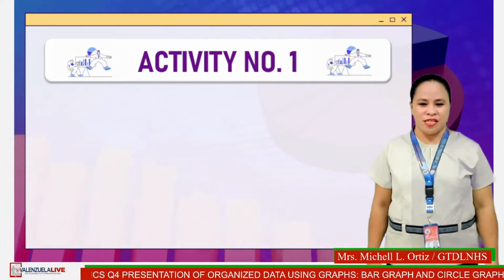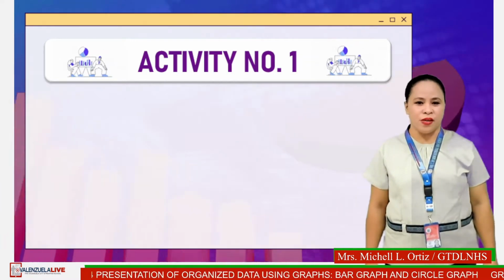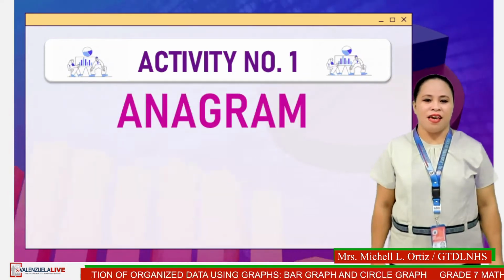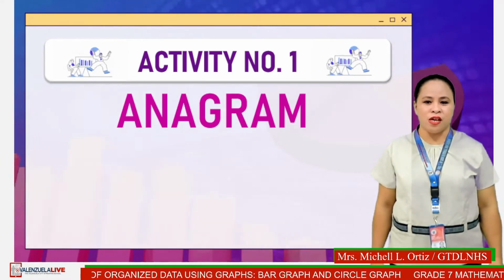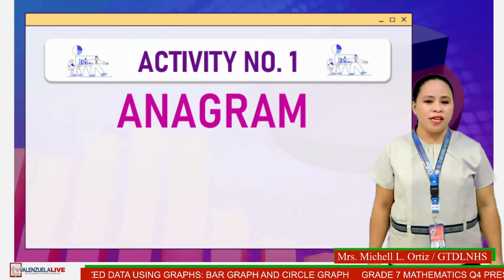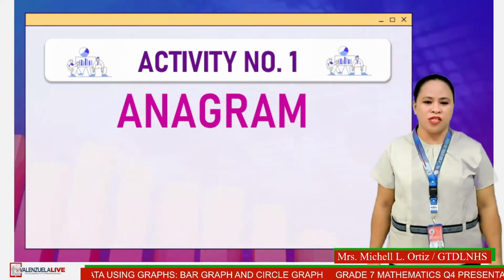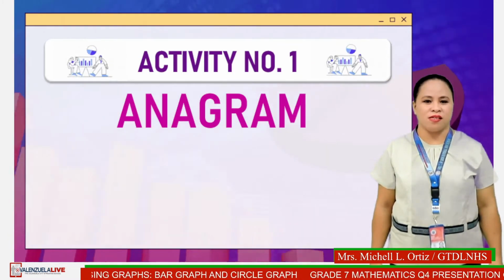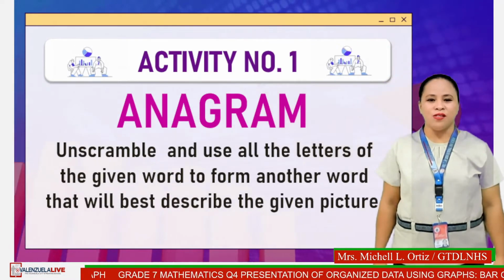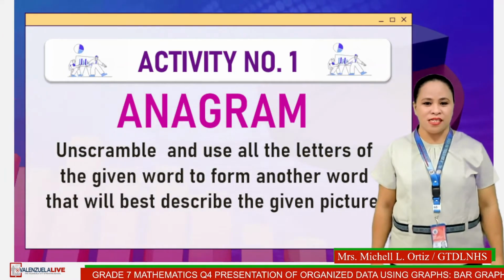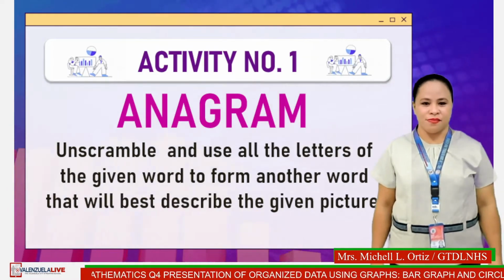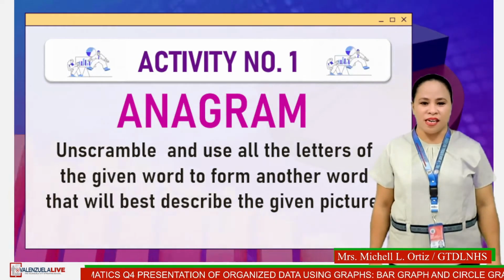For our first activity, let us see what you already know about graphs. Are you familiar with anagram? Anagram is a word or phrase formed by rearranging the letters of a different word or phrase, typically using all the original letters exactly once. Scramble and use letters of the given word to form another word that will best describe the given picture. Are you ready? Let's begin. You have 5 seconds to key in your answer.